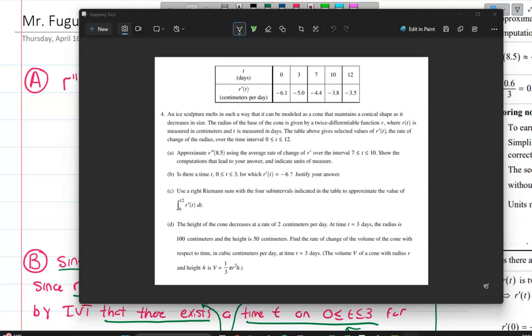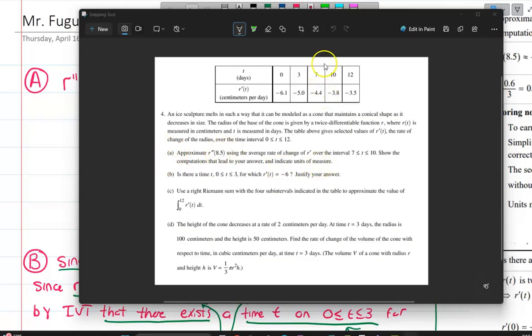All right, guys, this question is going to go over 2022 question number 4. So this is a 4-parter, and this is a classic table question. So let's go through the parts. Part A, we are going to approximate r double prime of 8.5 using the average rate of change of r prime over our interval and show the computations to get our answers.